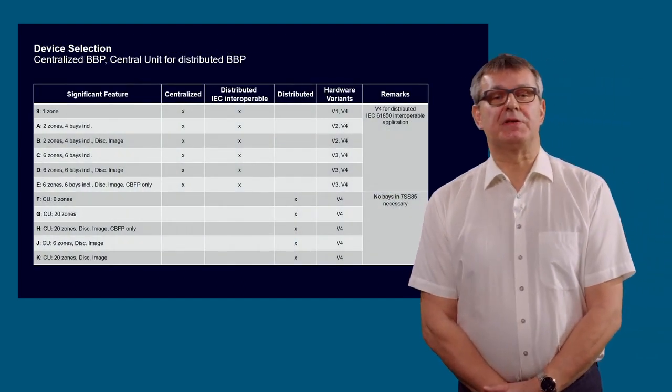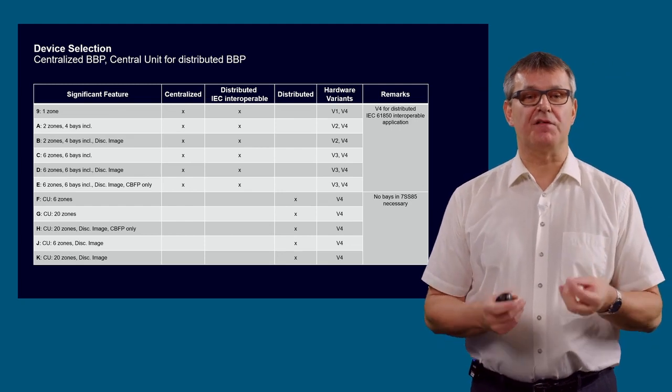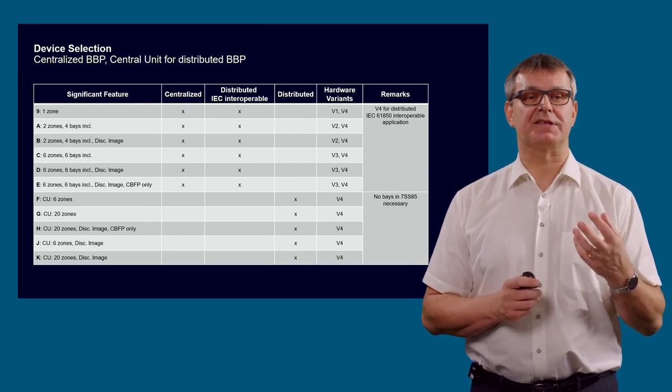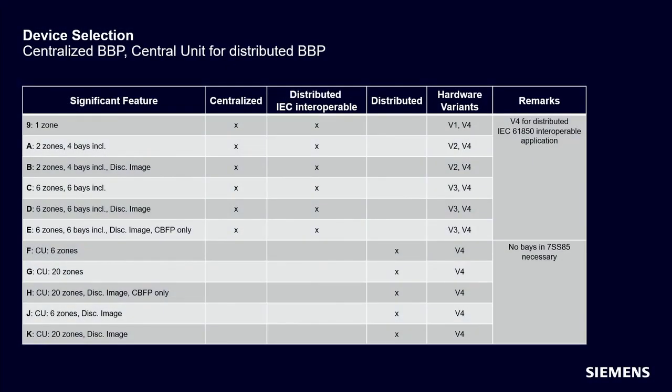Let's explain a little bit what different types of 7SS85s are available. Let's start on the right side. We have the significant feature 9 and A, B, C, D, E. These are the significant features for the centralized busbar protection and also for the distributed IEC interoperable IEC 62150 compliant solution. We have here the significant feature 9, which can deal only with one zone. So only one bus zone, only one single bus.